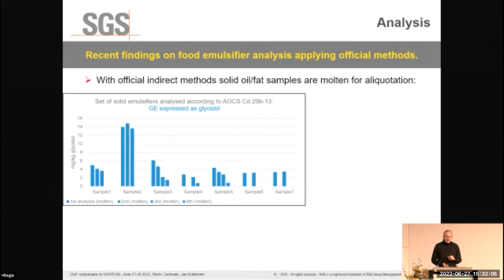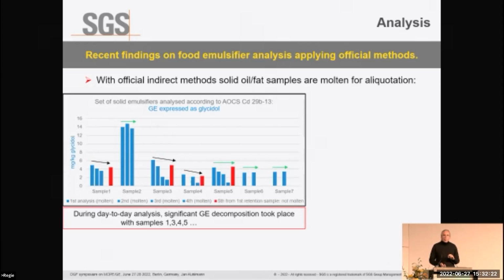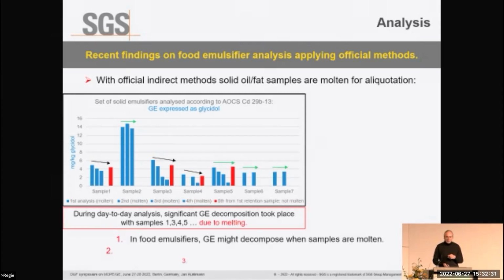We repeated the analysis several times for certain reasons. And you can see with some samples, the GE results are very reproducible, but with other samples, not. Luckily, we had some retail samples available. And when analyzing those which had not been molten and remolten and remolten, we came to higher findings. So this gave us the idea GE might decompose when samples are molten in food emulsifiers.